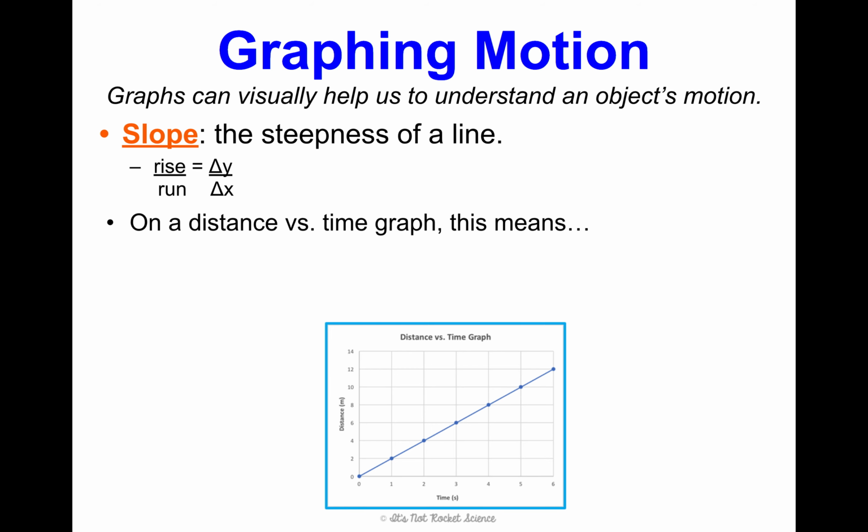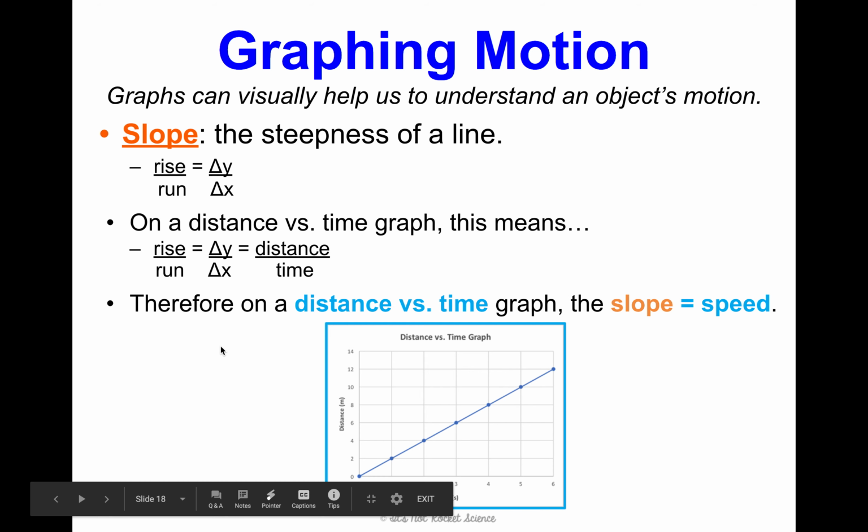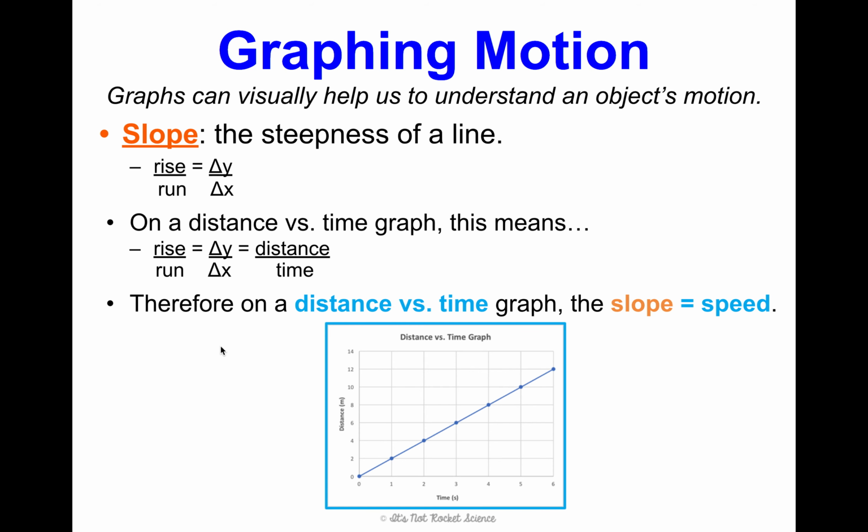So on a distance versus time graph, the rise over run, the delta y over the delta x, is the same thing as distance divided by time. So the change in distance on the y-axis divided by the change of time on the x-axis, that is a speed. Now, if we know a direction as well, we're not only getting a speed from a position versus time graph, we're going to get a velocity from that as well. So that's all the notes that we have.